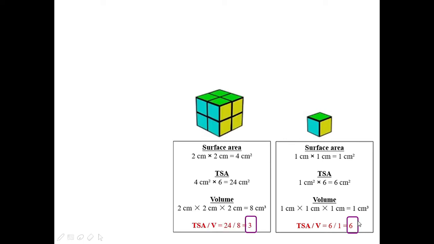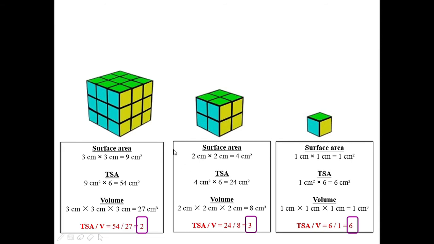Okay, see the second example. Okay, ukuran sisi bagi kubus ini ialah 2 cm. Jadi total surface area bersamaan dengan 24 cm square. The volume is equal to 2 multiplied by 2 multiplied by 2 equals to 8 cm cubic. So the total surface area to volume ratio for this cube is 3.